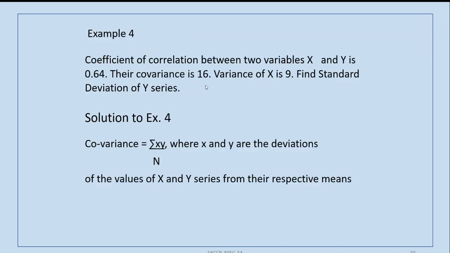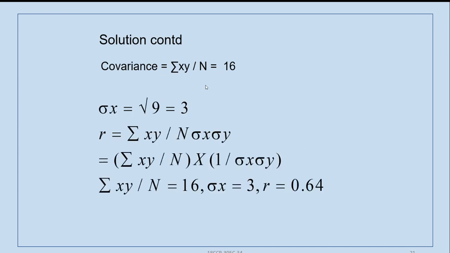Coefficient of correlation, another example we will see. Coefficient of correlation between two variables x and y is 0.64. Their covariance is 16 and variance of x is 9. Find the standard deviation of the y series. Covariance is equal to sigma xy by n, where x and y are the deviations of the values of x and y series from their respective means. So covariance, sigma xy by n, is equal to 16. Standard deviation of x is root 9, which is equal to 3.